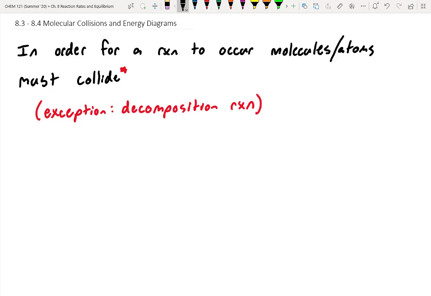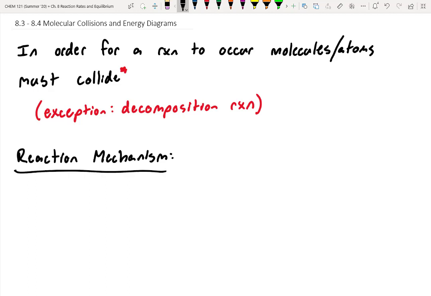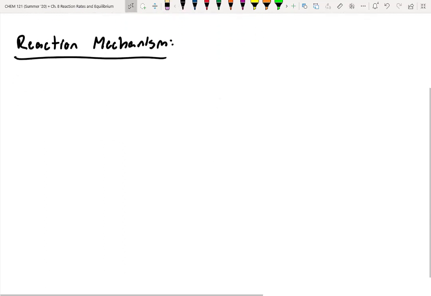And what chemists are really interested in is kind of the sequence of events. So is it just one collision or is it a multi-step process? And this is called a reaction mechanism. Chemists are obsessed with figuring out the details of these reactions involving studying these reaction mechanisms. And so this is just going to be a detailed description of what takes place.